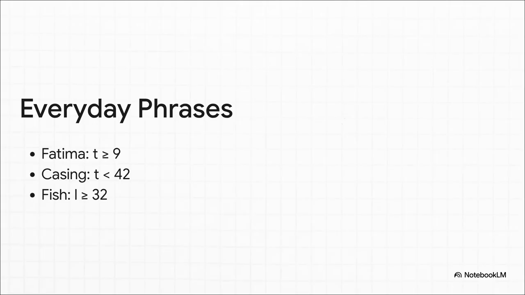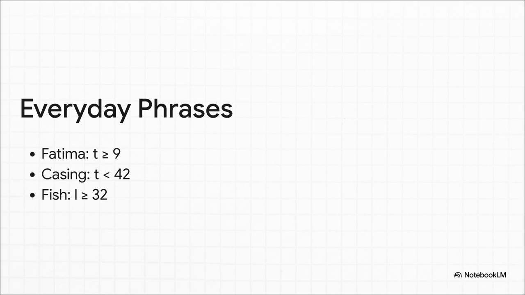Honestly, the world is absolutely full of these hidden inequalities. Just look at these everyday phrases. Fatima earns overtime if she works at least 9 hours. At least translates to greater than or equal to, so T is greater than or equal to 9. The time to make a casing is less than 42 days. That's a strict less than symbol. In a fishing competition, the fish must be at least 32 centimeters to qualify. Again, greater than or equal to.